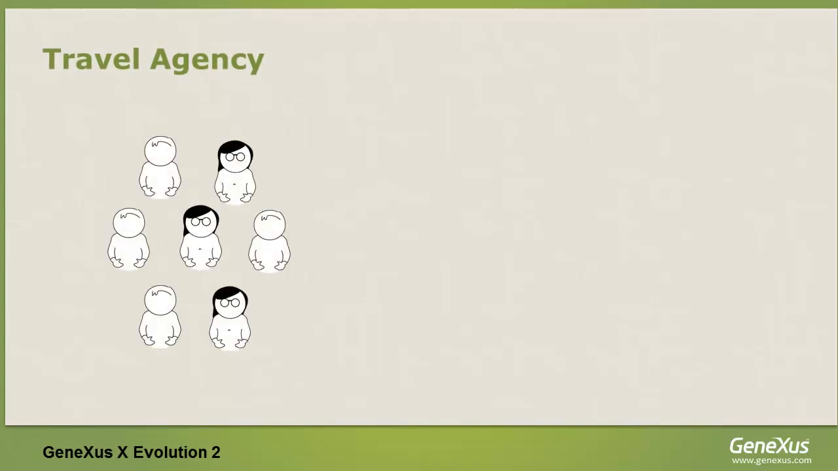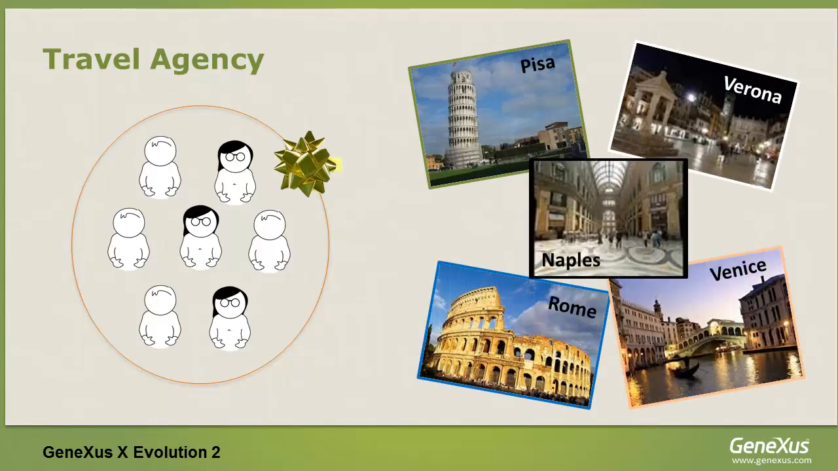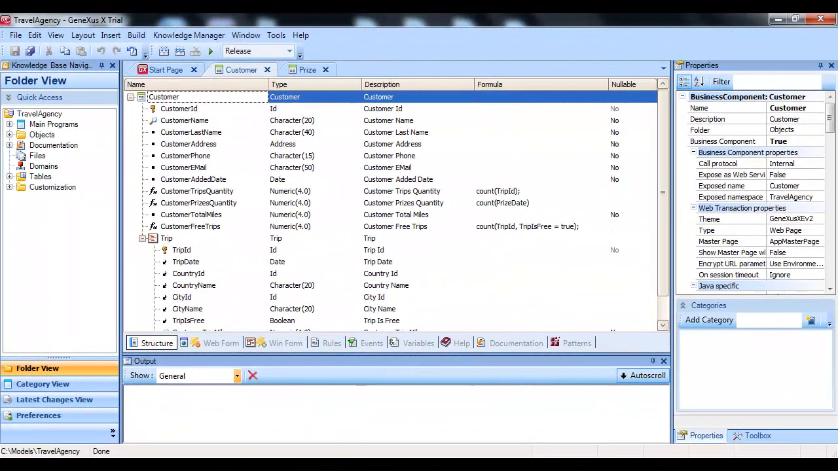It's common for the agency to offer special packages to reduce groups of customers, who in this case will receive a free tour to an Italian city. Let's see the transactions involved.